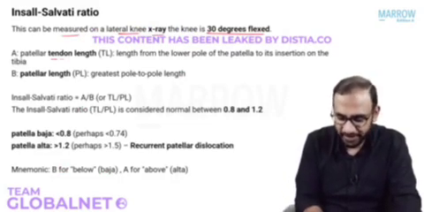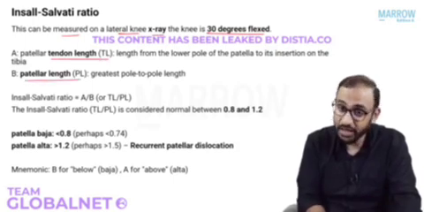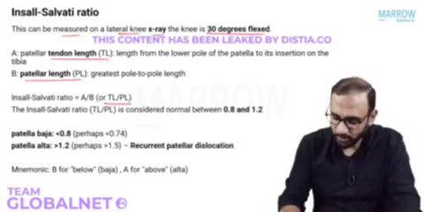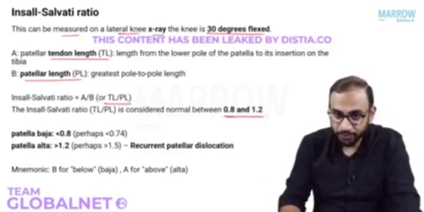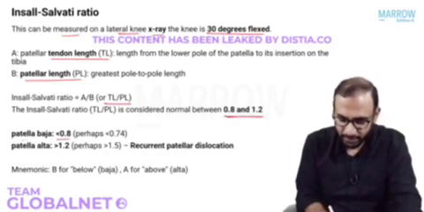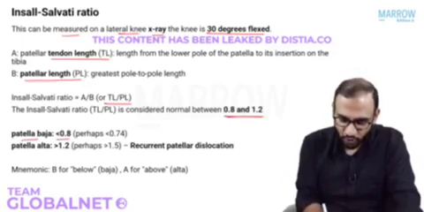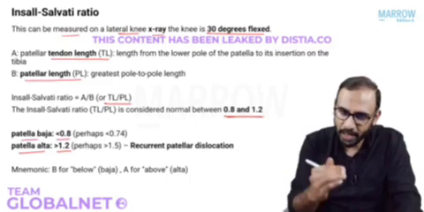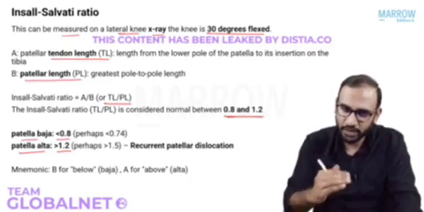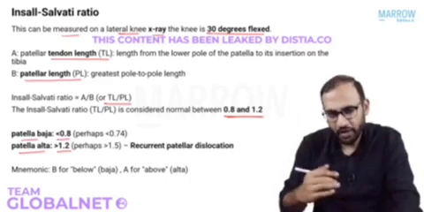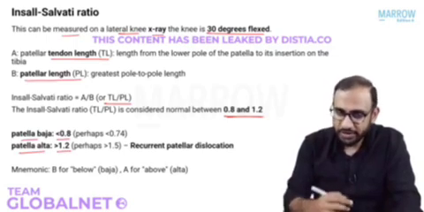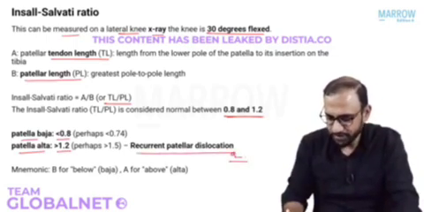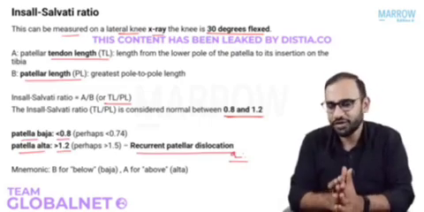You measure the tendon length and you measure the patellar length, and then you draw a ratio, tendon length by patellar length. Normal is between 0.8 to 1.2. If it is less than 0.8, it's patella baja. If it is more than 1.2, it is patella alta. Patella baja, B for baja, B for below. Patella alta is a high riding patella. What is the significance? Patella alta is associated with recurrent patellar dislocation. So these are the extra things that I want you to remember.